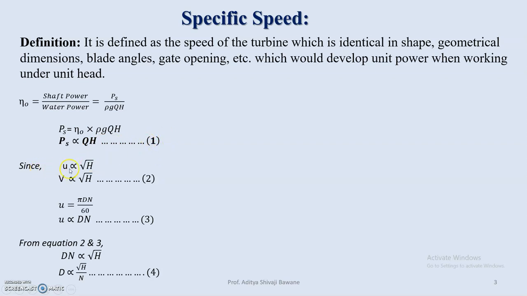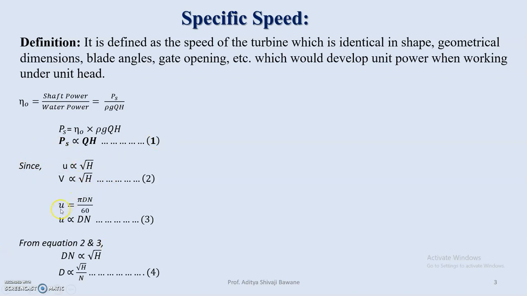Also we know that U is equal to Ku into under root of 2gh. So U is directly proportional to under root of h. Similarly, V equals Cv into under root of 2gh. Likewise, V is also directly proportional to under root of h. So consider this as equation 2.